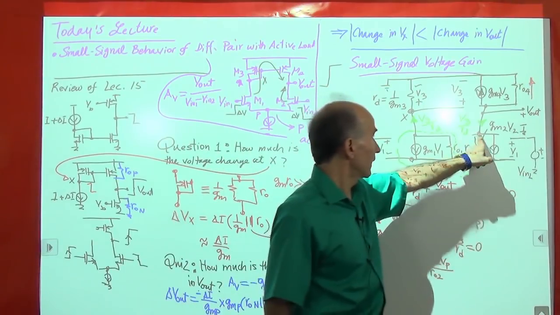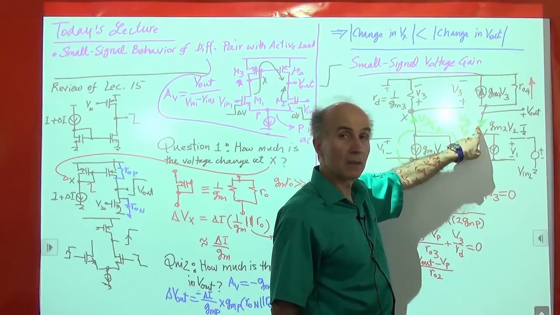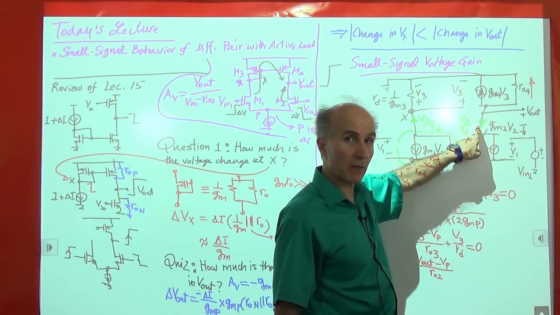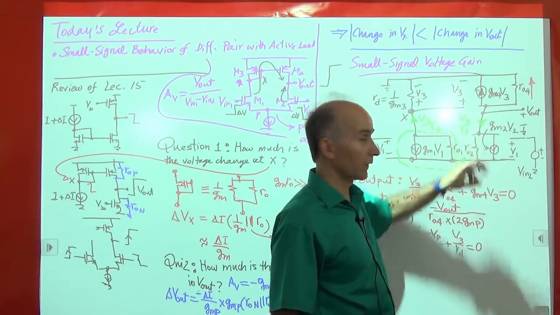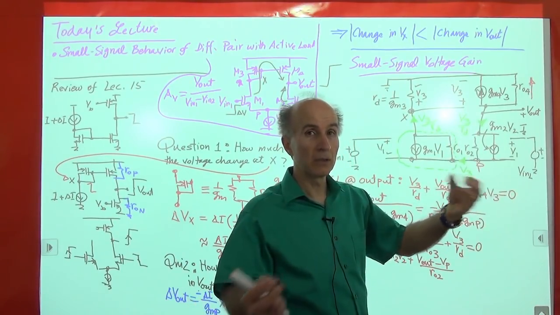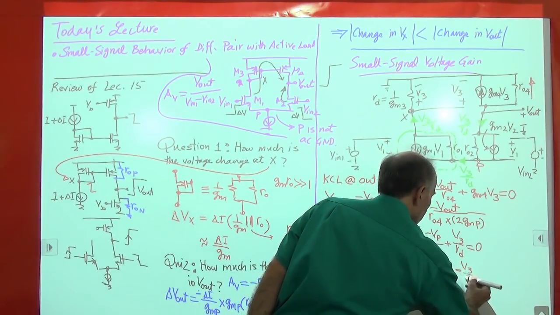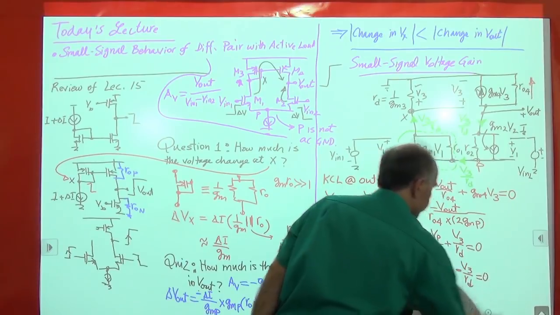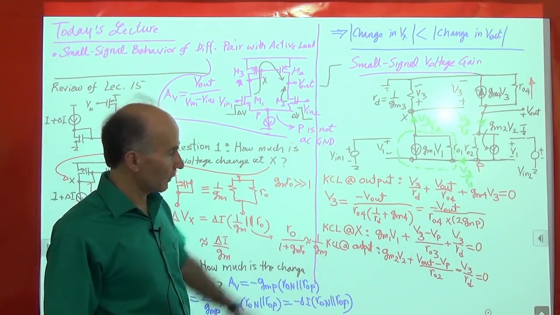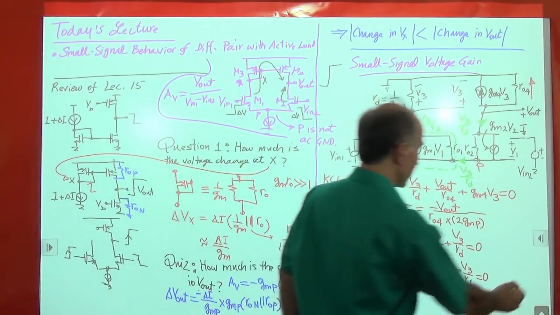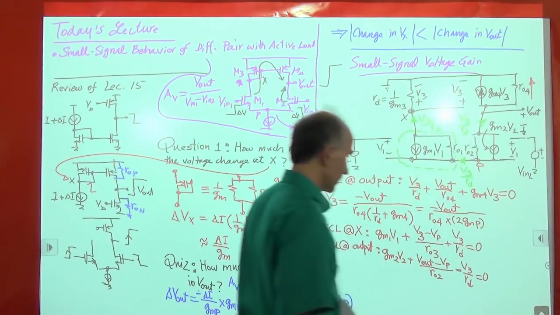Okay, so we have a current going this way, a current going this way, and then we have this one. So that current, if I want to put it on this side of the KCL, has to become negative, right? All the currents that are leaving the node should add up to zero. So that should be minus V3 over RD equals zero. Okay, so these two equations are interesting because we can combine them and obtain some pretty simple results.